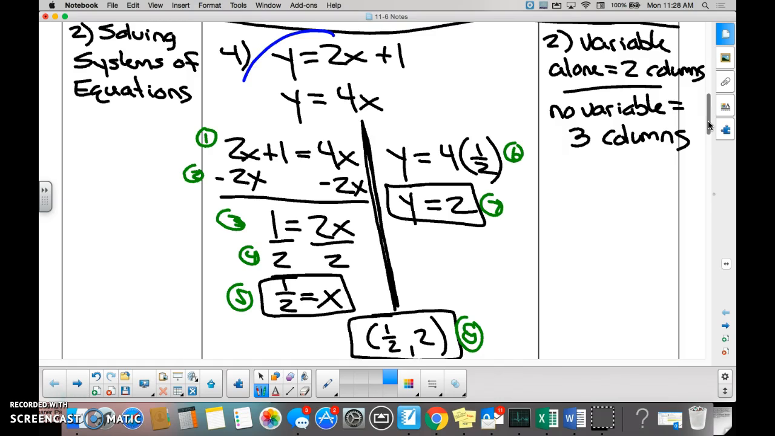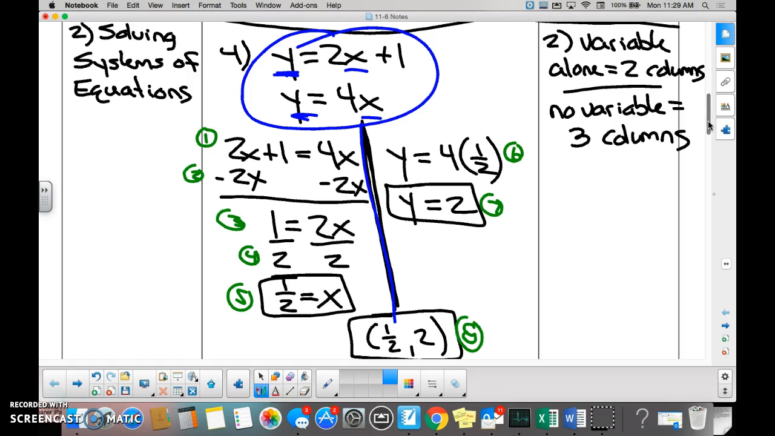First of all, this is a system of equations. There are two equations. In a system, there could be more than two. But in this case, we have two equations in which we have two different variables in each equation. As you can see, we have the variable y alone in each of those. So we are doing a two-column solution.